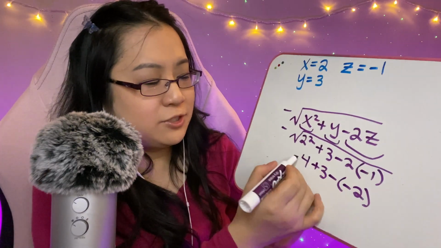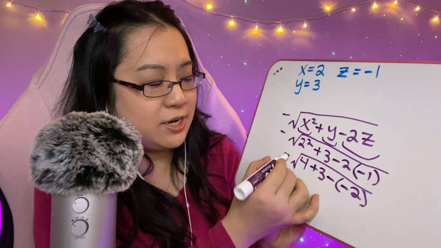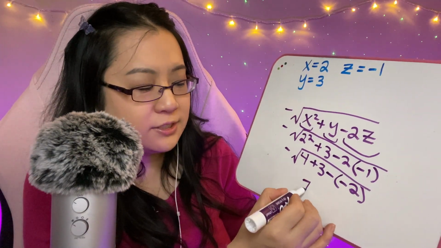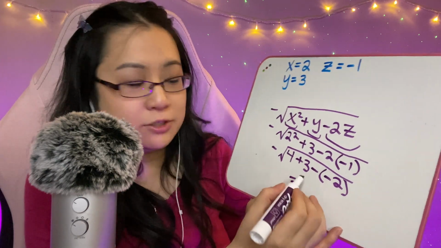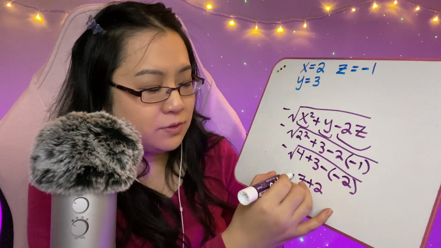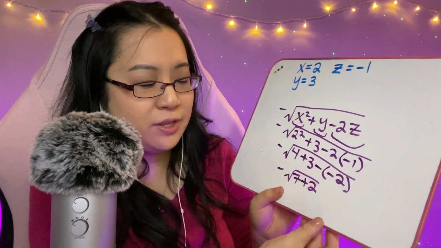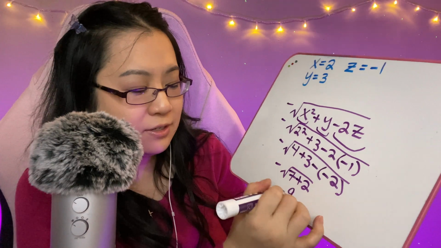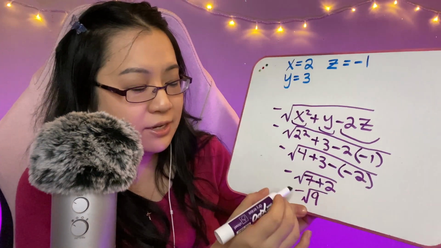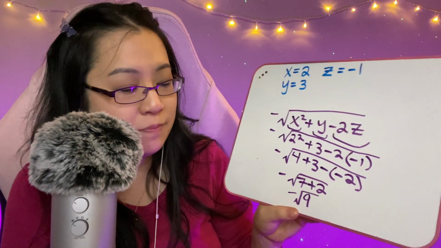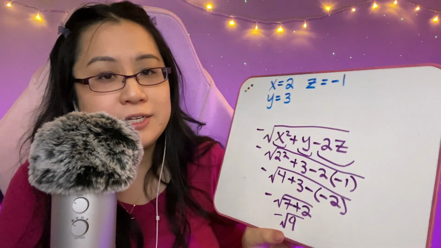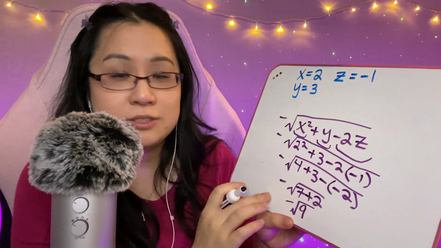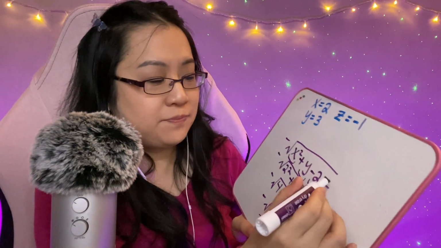And then again, we're just copying the square root, the negative. So then we have 4 plus 3 is 7, minus 2 is plus 2, square root, negative. So 7 plus 2 is 9. And that's that. So we have negative square root of 9. The square root of 9 is definitively positive 3. So the answer is negative 3.